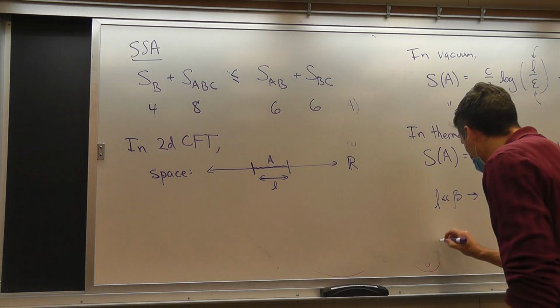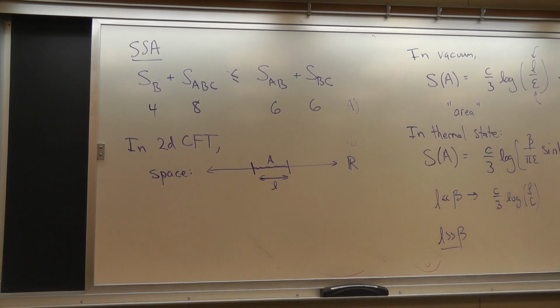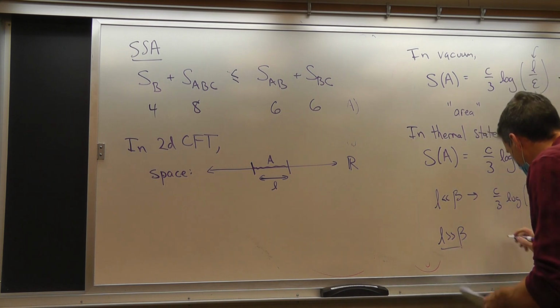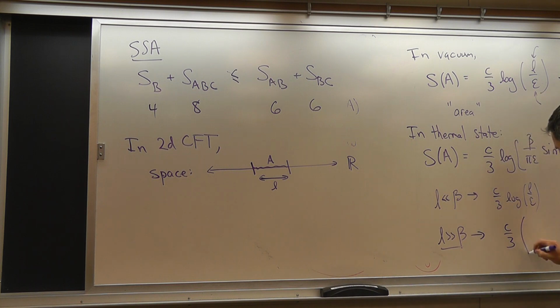If we look at L much bigger than beta, well, then we can approximate this sinh by an exponential. So we have log of an exponential, so it's linear. Okay, so if you plug in L much bigger than beta, this gives you c over 3 times pi L over beta.